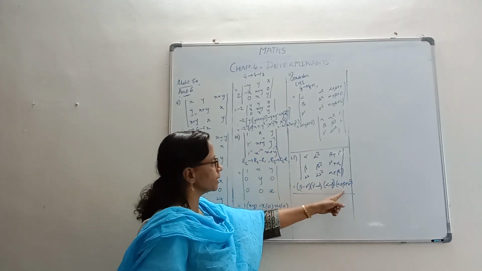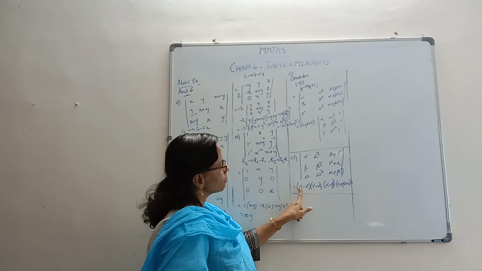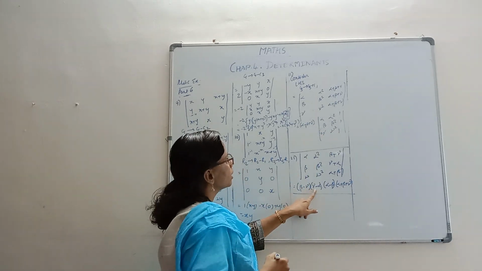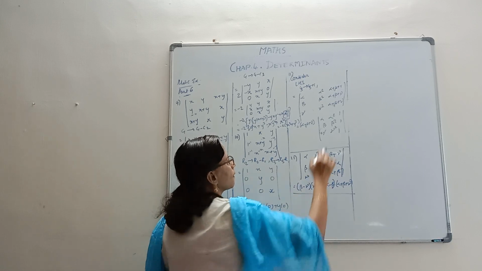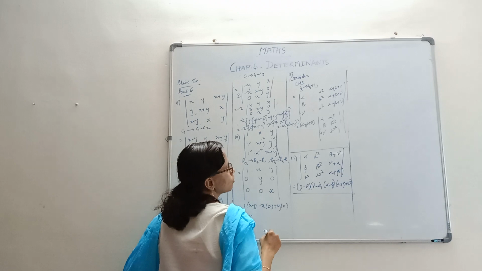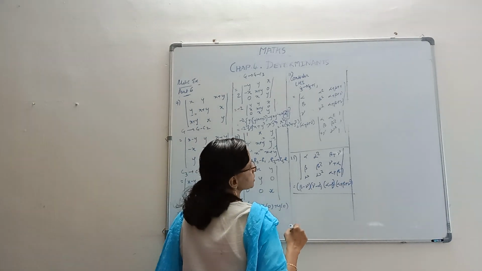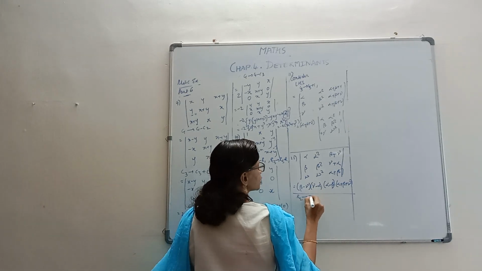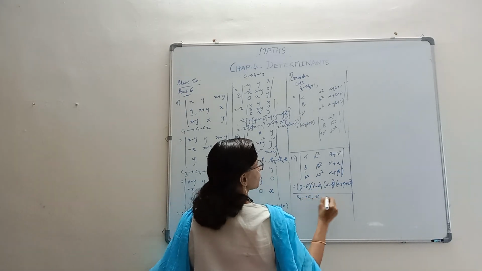So this is already there. Now you require beta minus gamma. That means you require this minus this. Then you require gamma minus alpha. That means you require that minus this. You see it and you do it. So beta minus gamma. So you can have R2 becoming R2 minus R3 and check what comes.